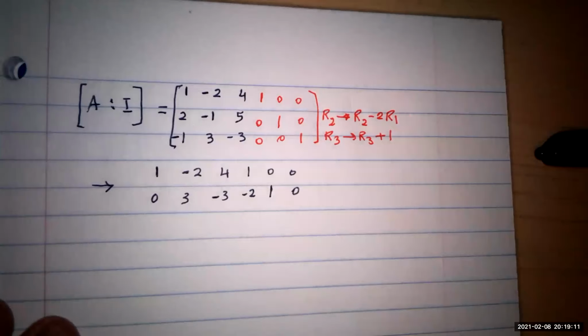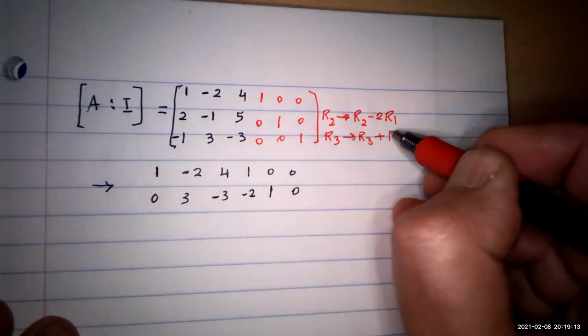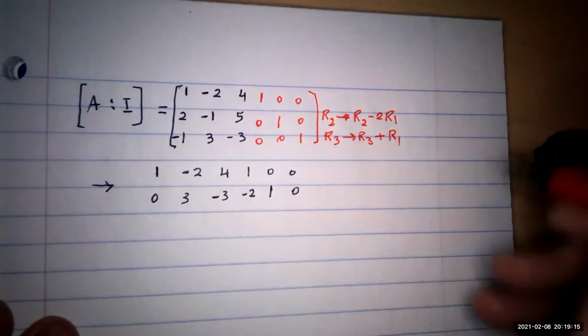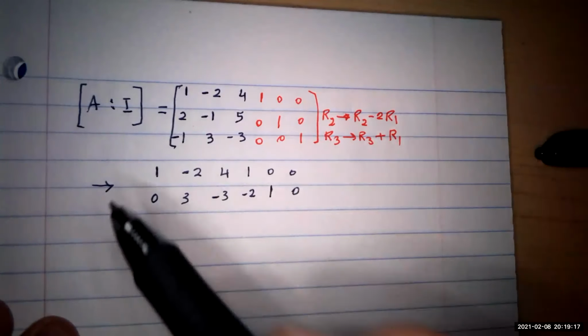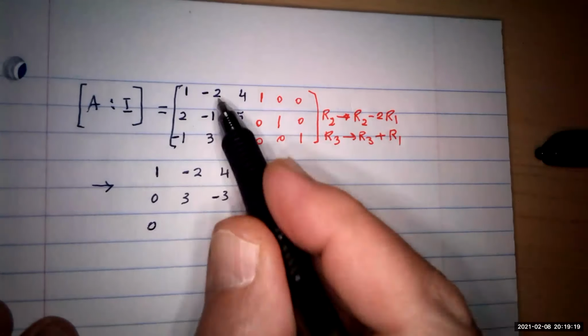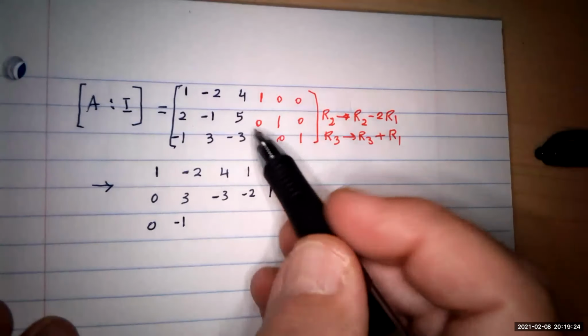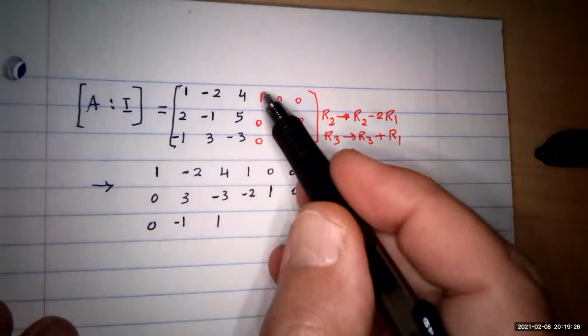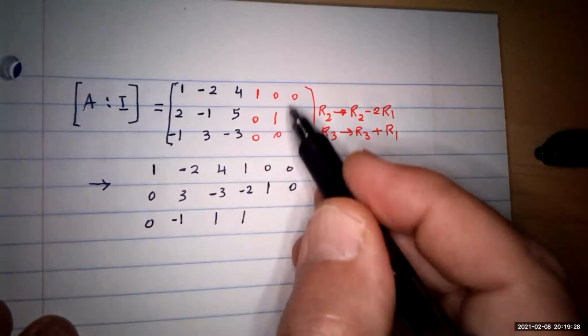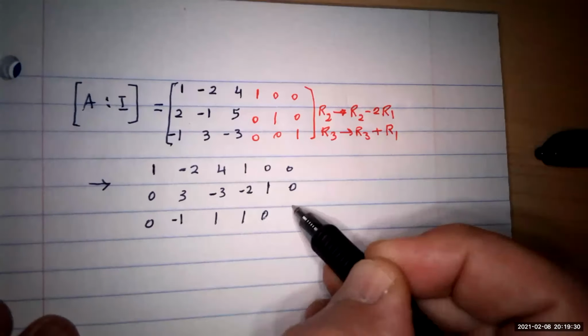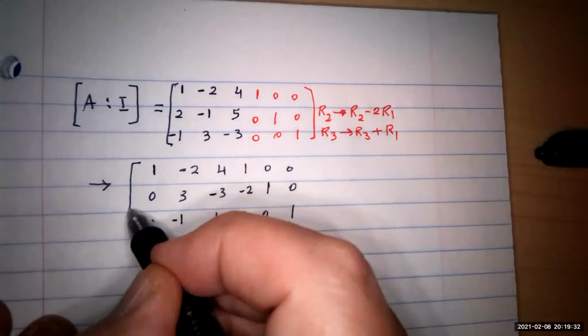Okay, now over here, this is R3 and R1. So when we add them together, that makes it into the 0. So this is going to be a -1. And this is going to be 1, 1 here, and the 0 and 1. Okay, that's going to be the step 1.